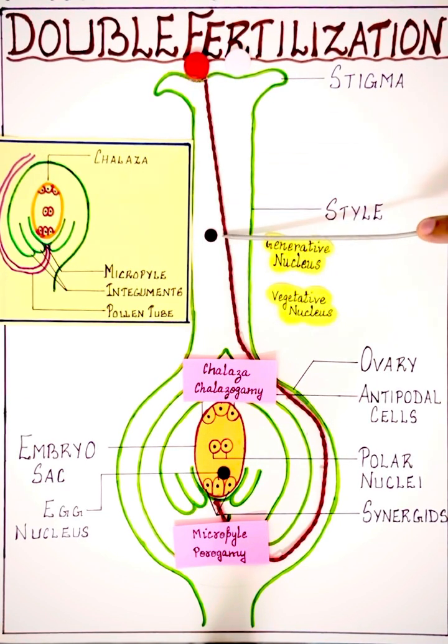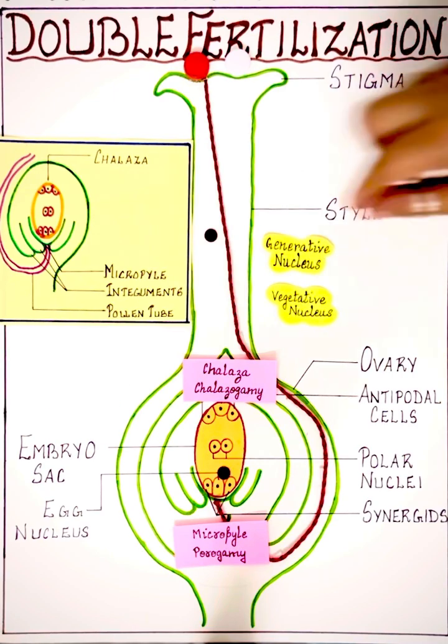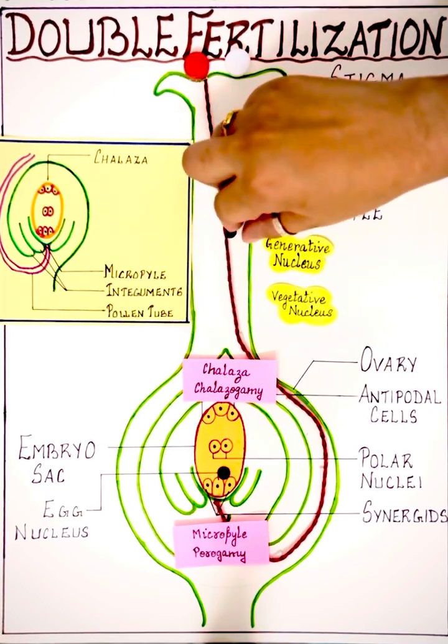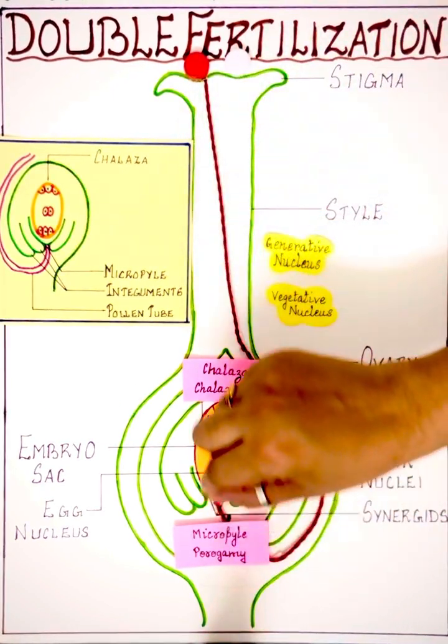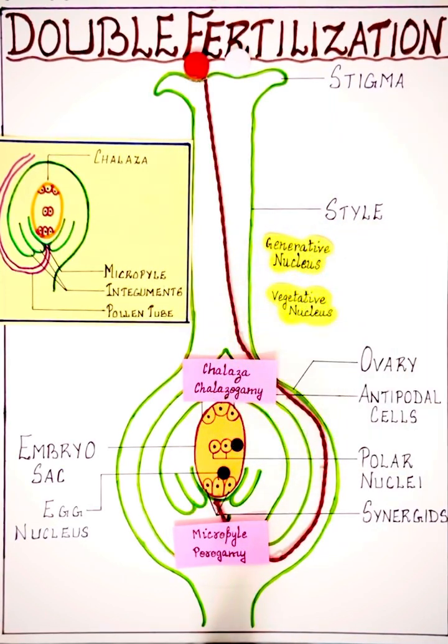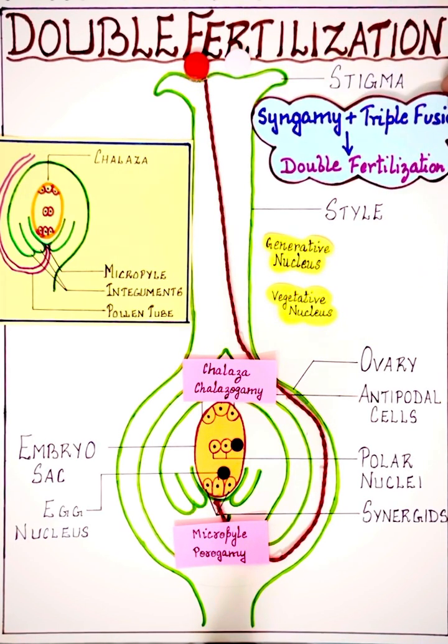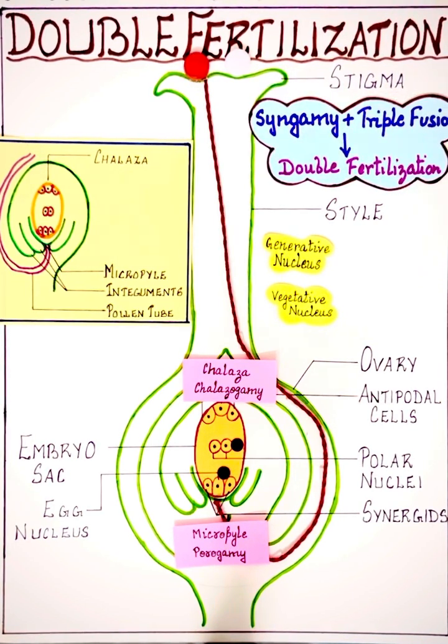The second male gamete is going to get inside this ovule and fuse with the two polar nuclei, or the secondary nucleus. This fusion forms an endosperm nucleus. The fusion of the two polar nuclei with the second male gamete is termed triple fusion. The two events which take place, syngamy and triple fusion, are together termed double fertilization.